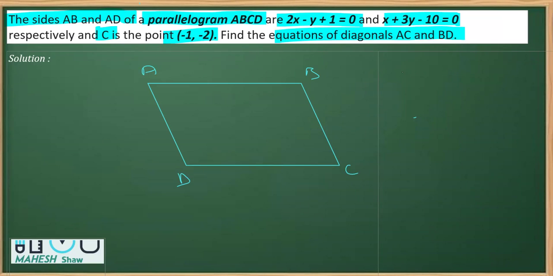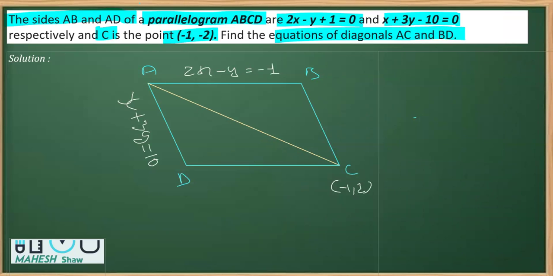We are given the equation of these lines. The first, AB, is 2x minus y plus 1, which I'll write as equal to minus 1 on the other side. And the equation of the other line is x plus 3 times y, which I'll write equal to 10 on this side. We are also given the coordinate of point C, which is minus 1 and 2, and we have to find the equation of the diagonals. The two diagonals are clearly AC here, and the other diagonal BD.